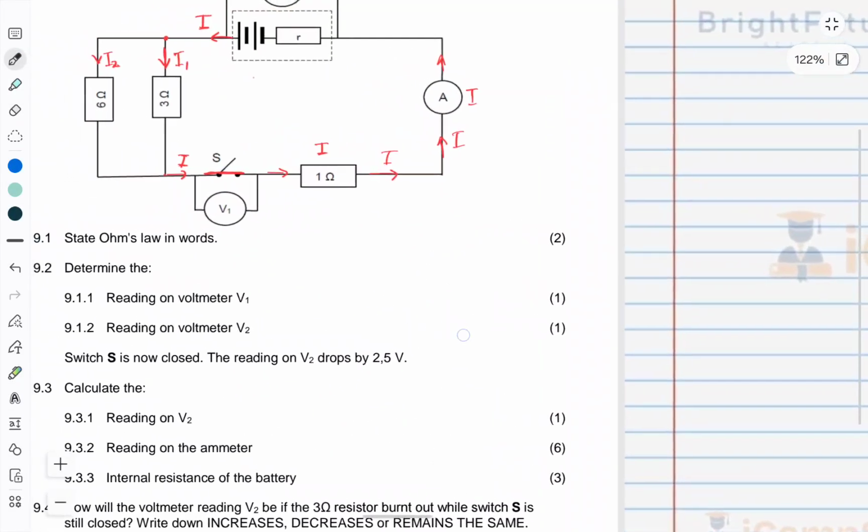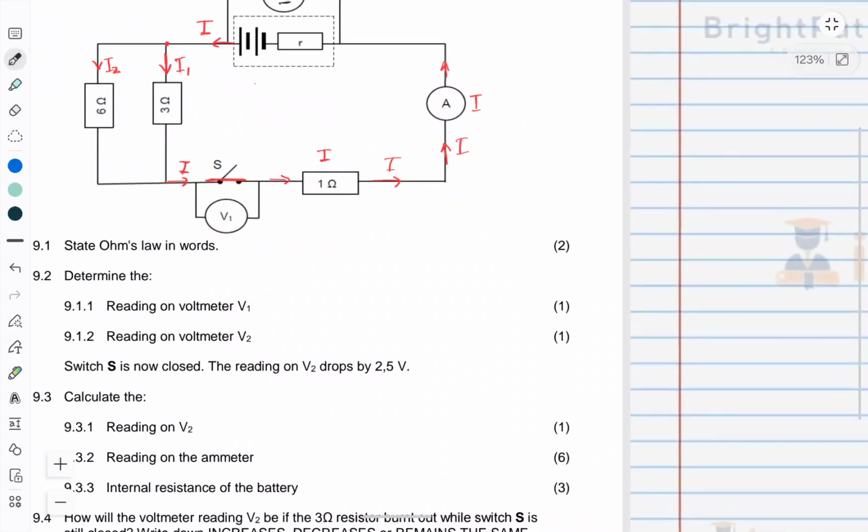All right, so first off, we are off to a start. We are stating Ohm's law, right?